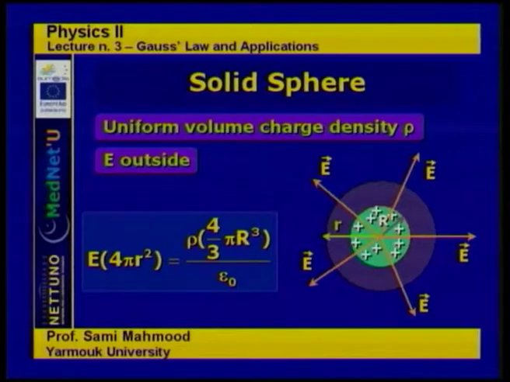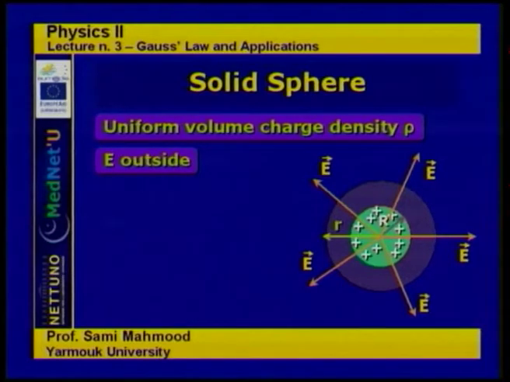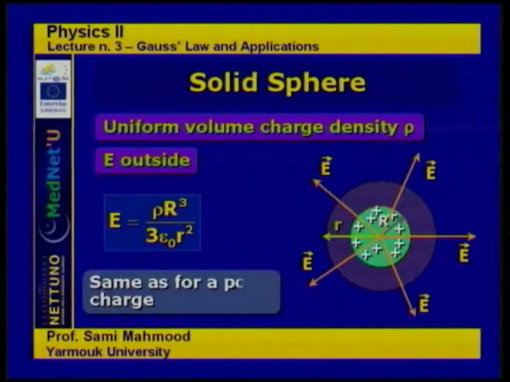Let's calculate it. In this case, E times the surface area of the Gaussian surface, 4 pi small r squared, is equal to the total charge enclosed, which is the density ρ times the volume of the charged sphere, 4 over 3 pi capital R cubed, over epsilon naught. That's Gauss law.